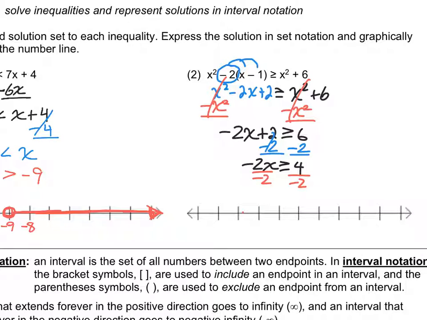Divide negative 2 on both sides, and we'd be looking at x less than or equal to negative 2. Divide both sides by a negative, you're going to reverse the direction of the sign. All right. So just need a benchmark for negative 2.